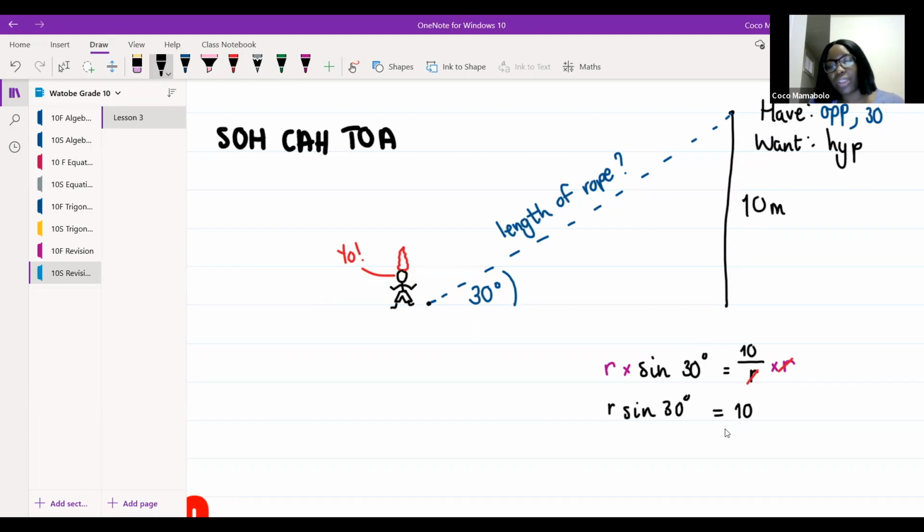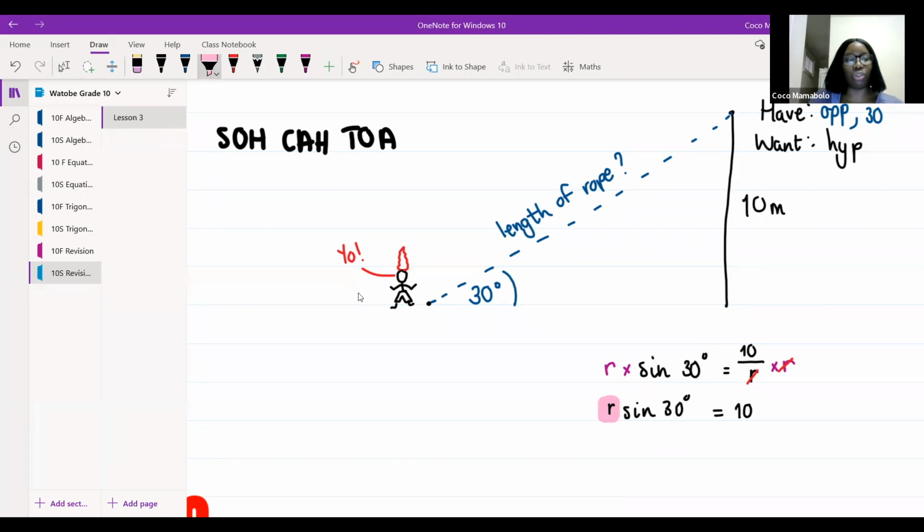I want to get rid of the sine 30 degrees because I want to isolate R. How can I do that, guys? What can I do? I see up here we're saying transpose 100%. How are we going to transpose though? Are we going to plus or minus? Are we going to plus it on the other side? Are we going to divide it on the other side? Are we going to multiply it on the other side?